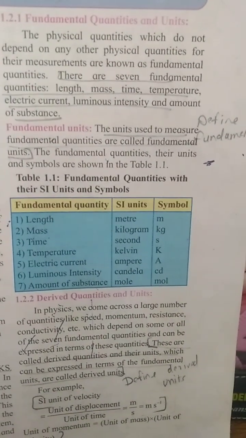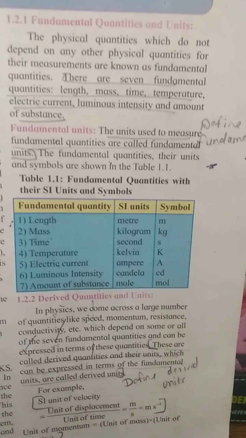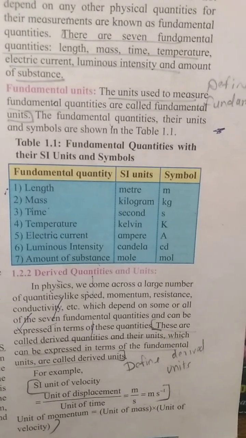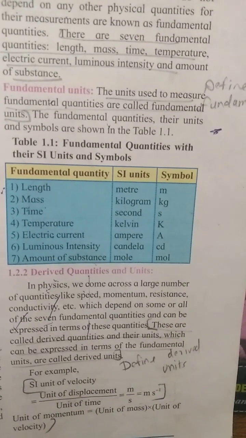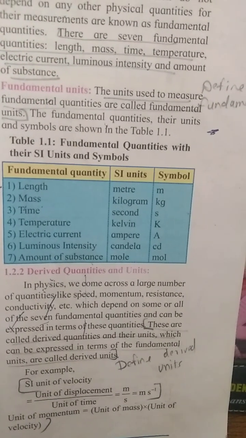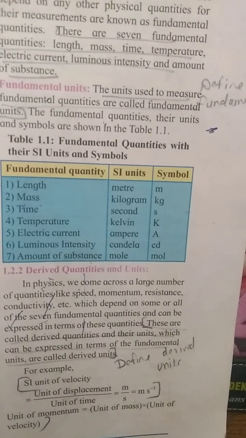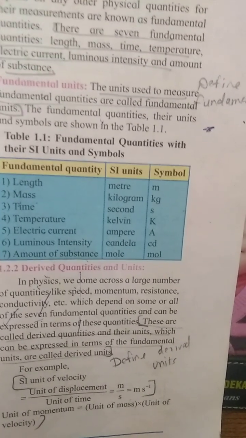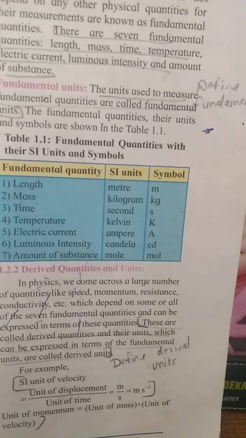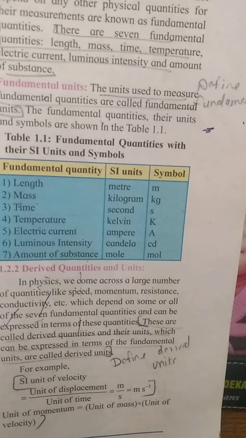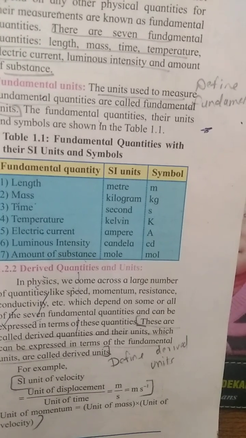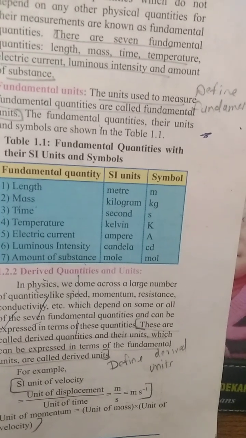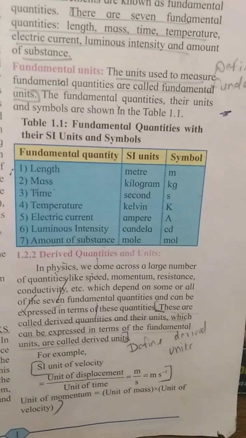As you see in the table, there are fundamental quantity, SI unit and symbol. The fundamental quantity length is measured in the SI unit meter, symbol m. Mass is kilogram, kg. Time is second, denoted by s. Temperature is kelvin, denoted by K. Electric current, ampere. Luminous intensity, candela, cd. Amount of substance, mole.